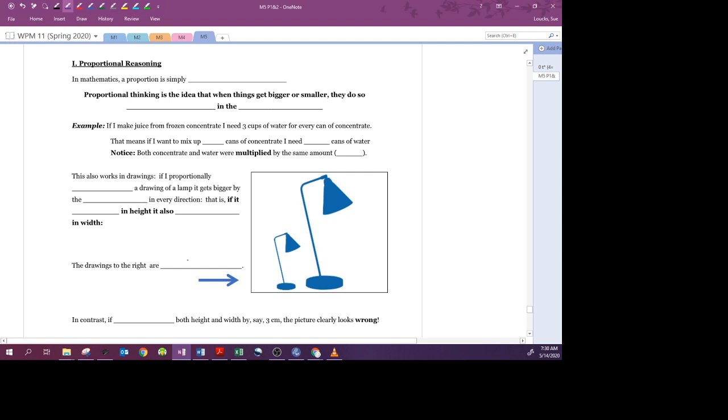Okay, we're just going to do a little bit of looking at proportional reasoning in preparation for the next parts 3 and 4. So in mathematics, a proportion is simply two equal ratios. And they're usually written as fractions because it's easier to work with them that way. Proportional thinking is the idea that when things get bigger or smaller, they do so everywhere in the same way.